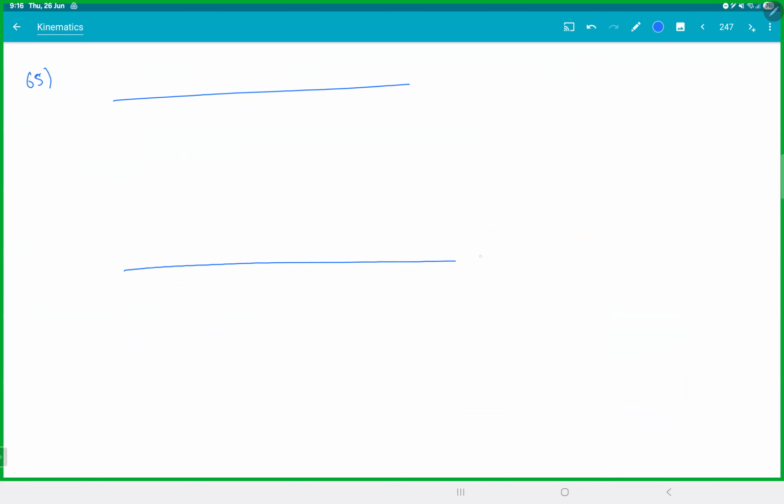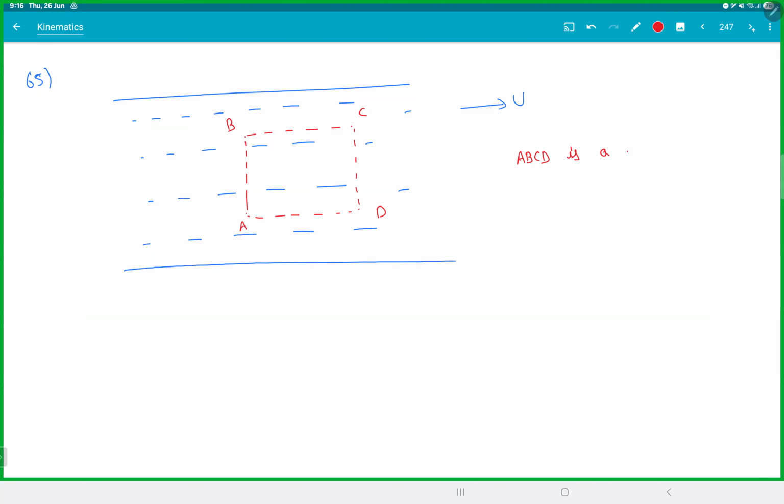So we got a river here, which is flowing with you. So you decided to swim in a square. Inside the river, someone marked a track like this, which is a square track. ABCD is a square of side L.